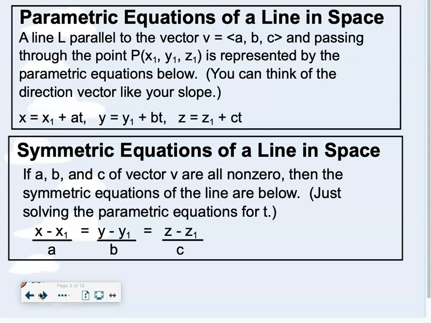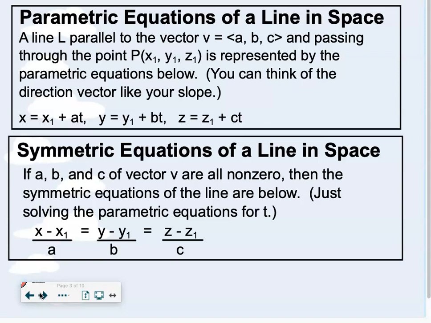If you write the equations symmetrically, the nice thing about symmetric forms of the equations is you don't have that fourth variable in there. Here, you have x, y, z, and t. Here, you get rid of the t's. You just have x's, y's, and z's, and everything else is numeric. How do you write the symmetric equations?